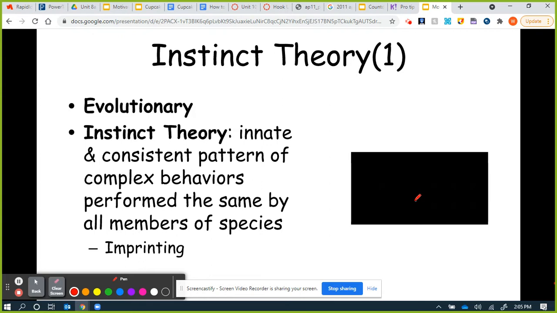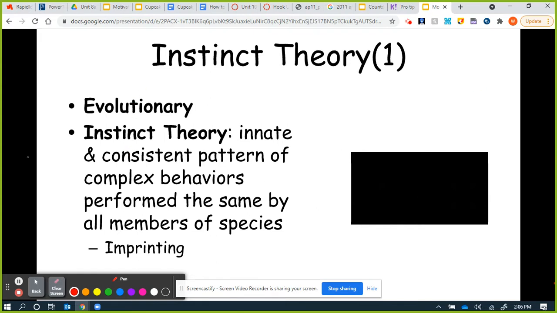So, for instance, imprinting, when baby animals attach to the first thing that they see within the first, with geese, it's like 17 hours or something like that. And imprinting is an example of an instinct. Salmon swimming upstream. Okay, turtles going towards the moon, going towards light. Dogs humping is an instinct. Okay, so they are consistent within a species, but there's not any cognition really involved in them.